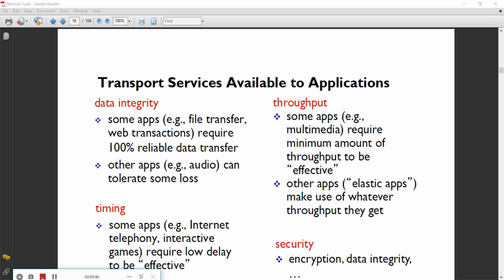We broadly classify the possible services that a transport layer protocol can offer. They are reliable data transfer, second one throughput, timing, and security. First one, reliable data transfer.